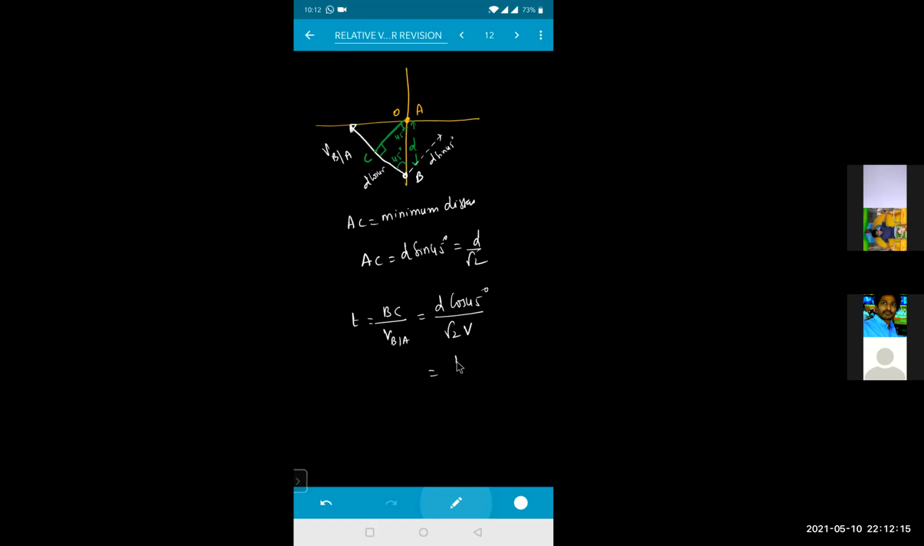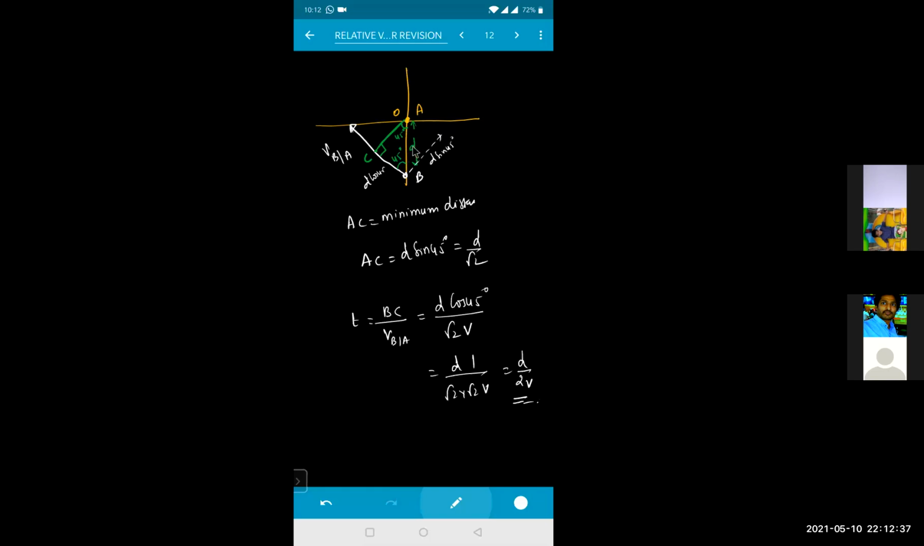That means D cos 45 is nothing but 1 by root 2 into D, divided by root 2 into V. Root 2 into root 2 is nothing but 2, so it is D by 2V. So that will be the time. The distance will be equal to D by root 2 and the time will be equal to D by 2V. Is it clear for everyone?